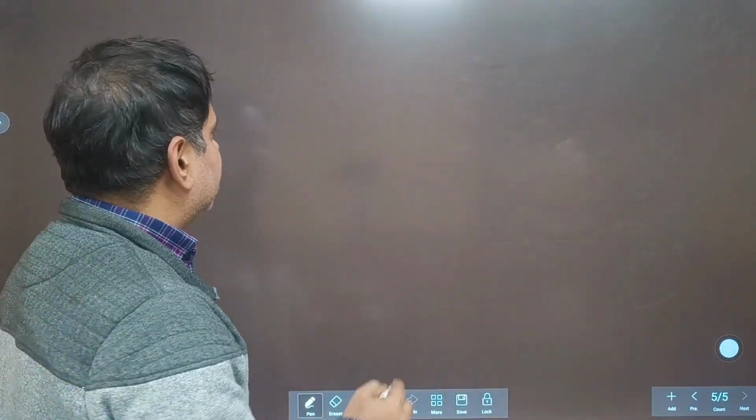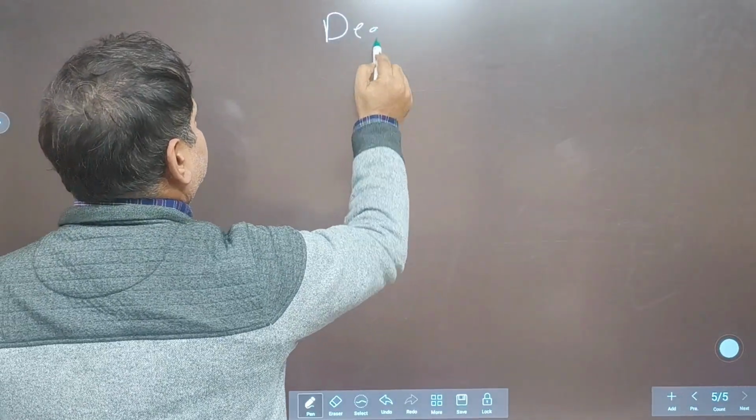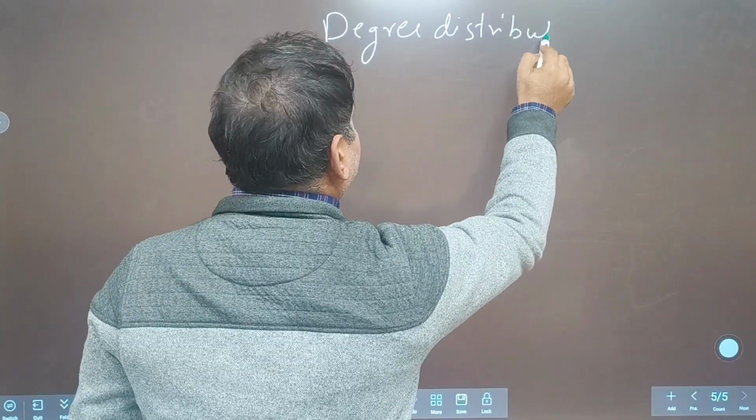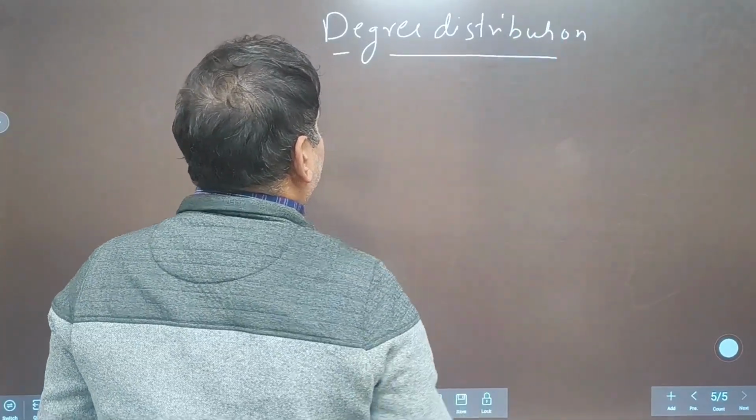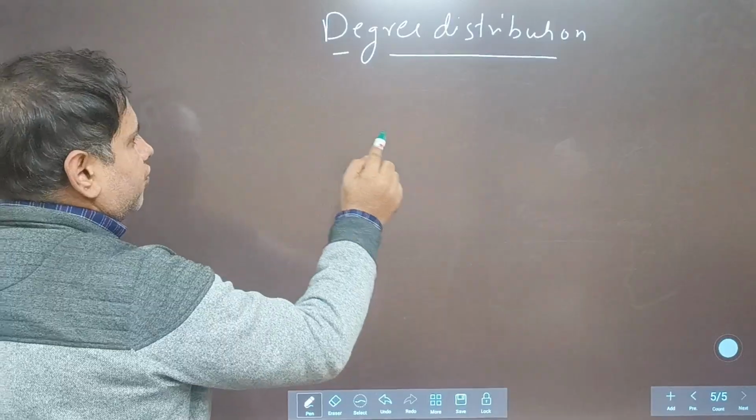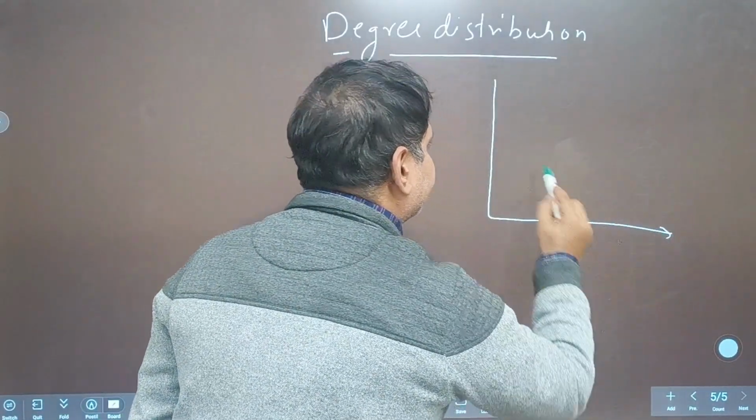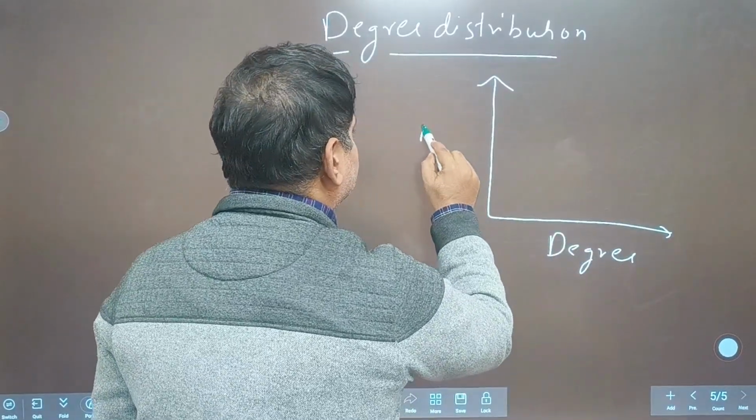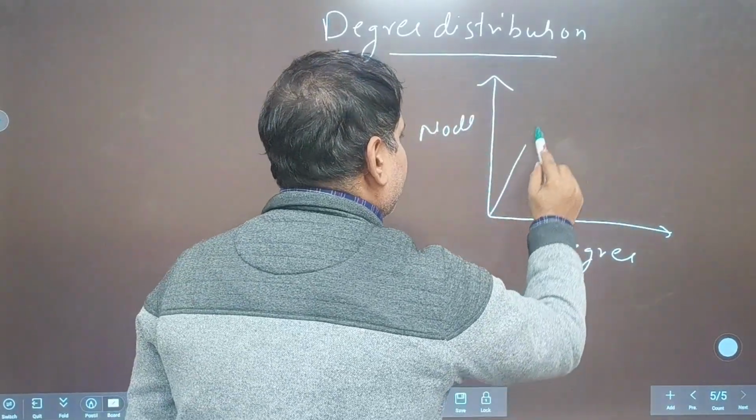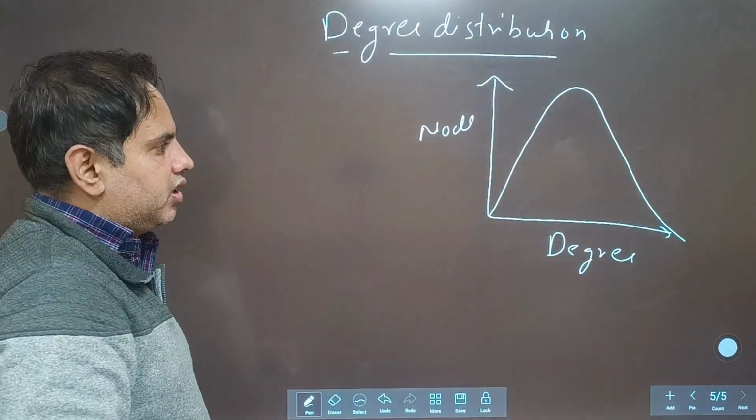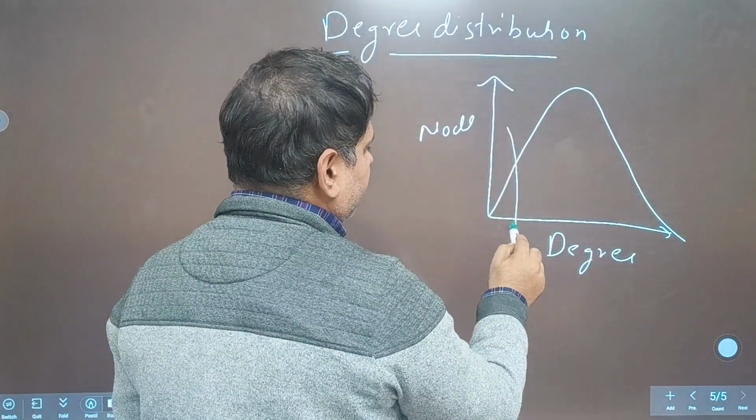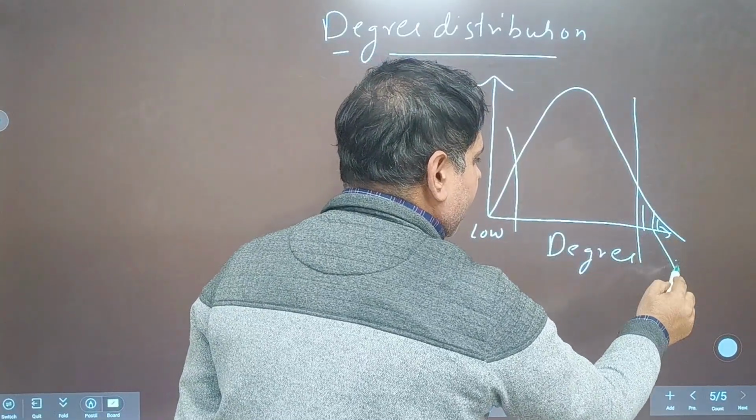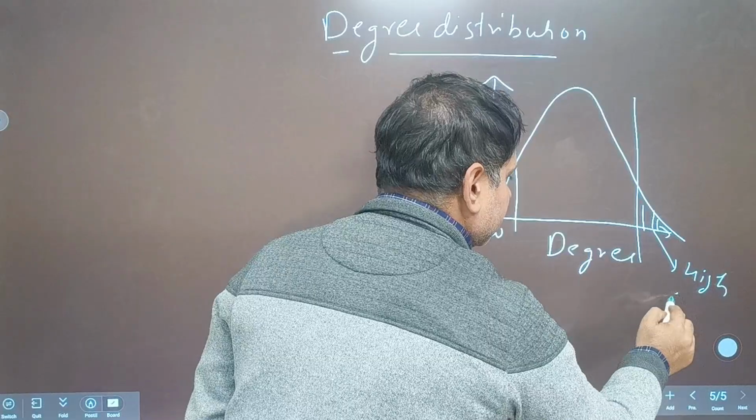Then the second measure is degree distribution. So how is the degree distributed? If you draw a graph between degree and nodes, you will get a graph like a histogram. There are some nodes in the network which have low degree, and there are some nodes in the network which have high degree.